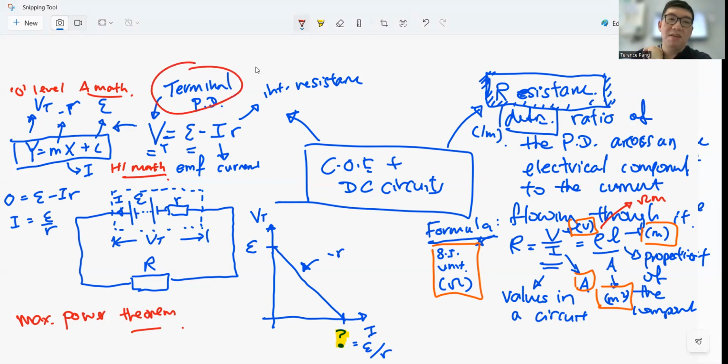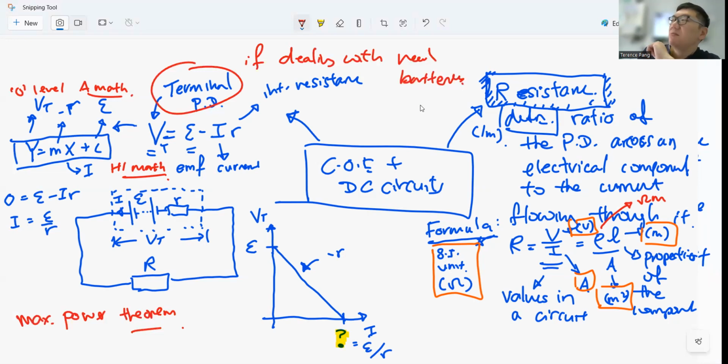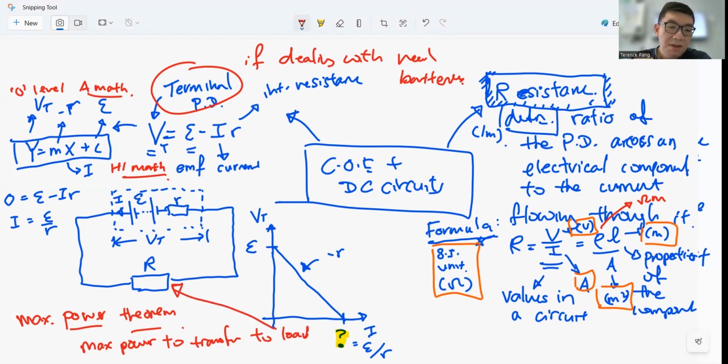This only applies if you're dealing with real batteries. The ideal ones do not have internal resistance. The maximum power theorem will thus state that for maximum power to be transferred to the load, the load in this case refers to this big R, the big R must equal the internal resistance r.